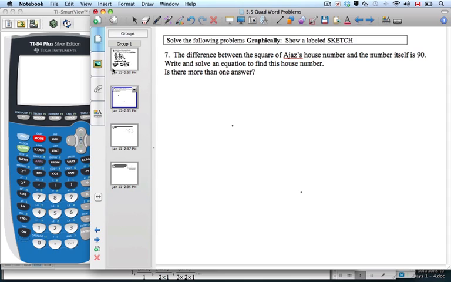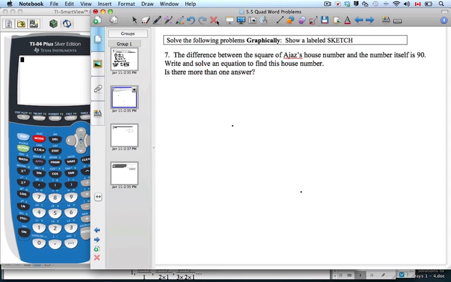Now we're going to do a word problem graphically, as that's what the instructions say. We're on the second one of the first day. The difference between the square of a house number and the number itself is 90. Write and solve an equation to find this house number. Is there more than one answer? Let's find out.